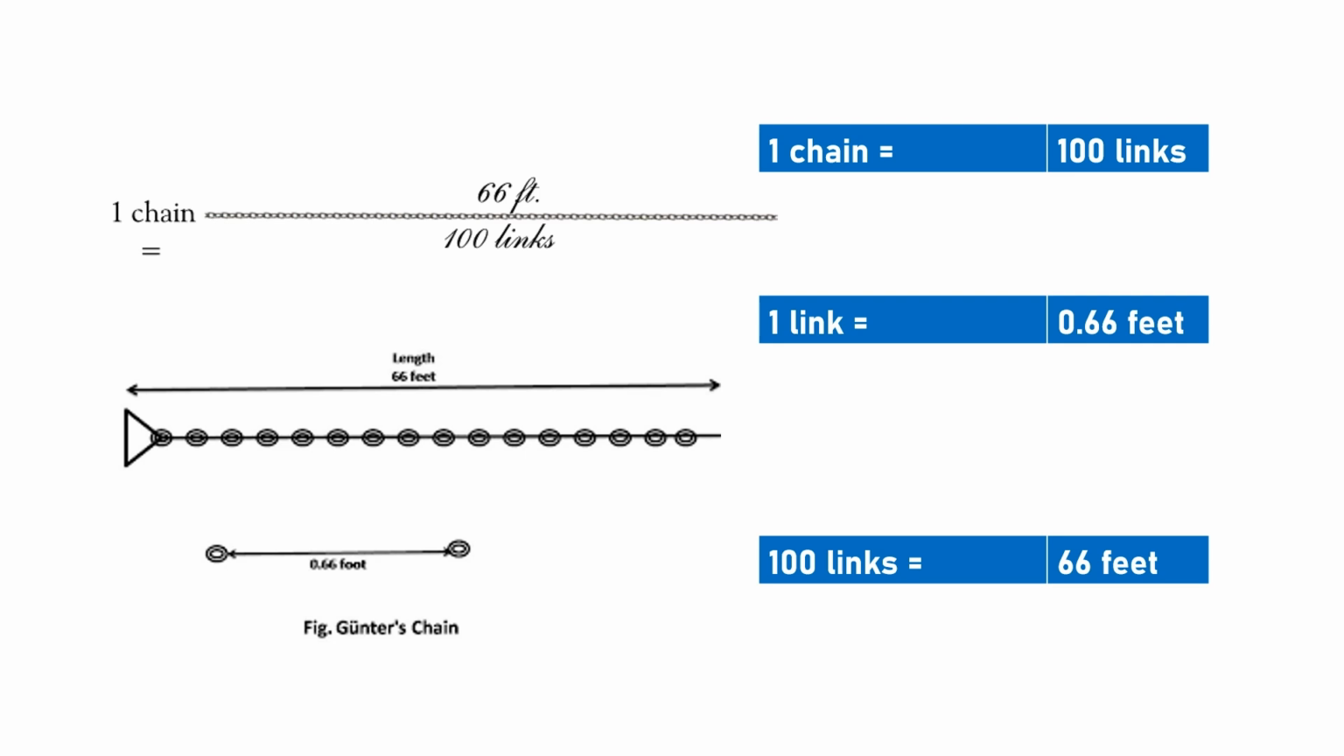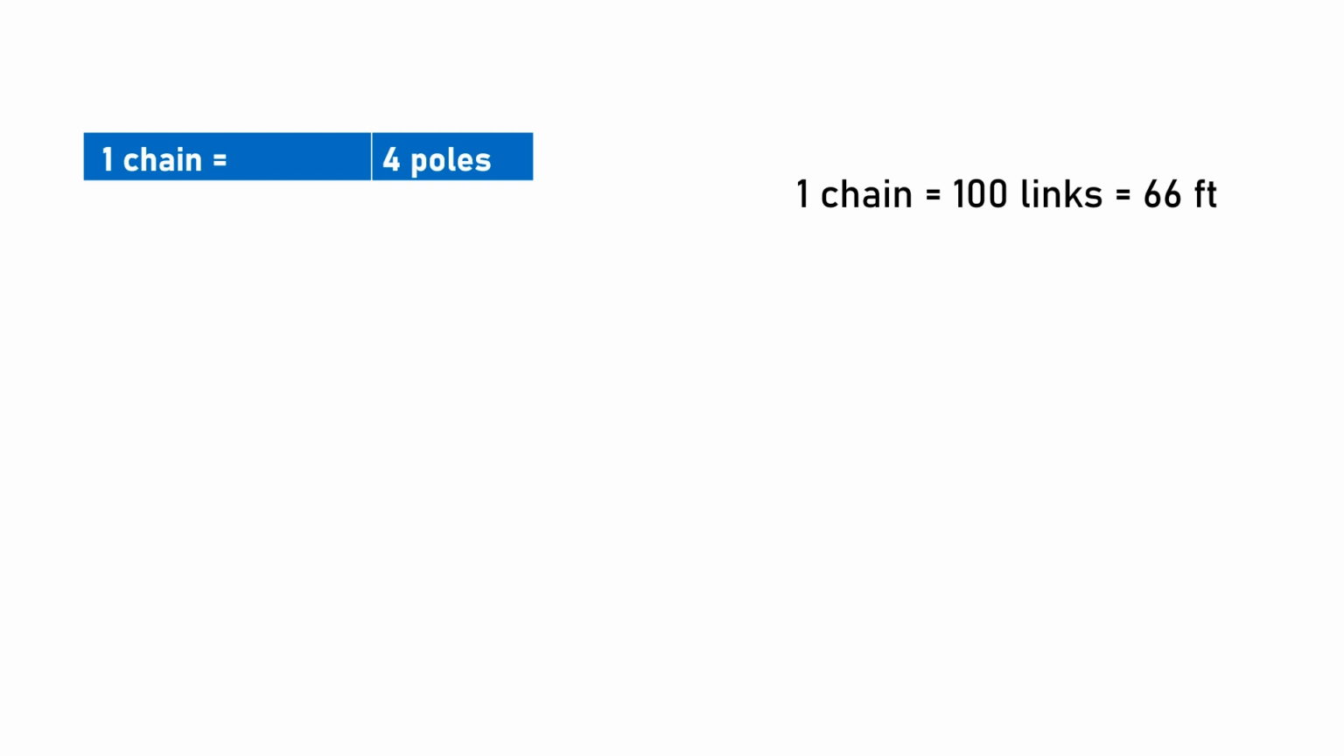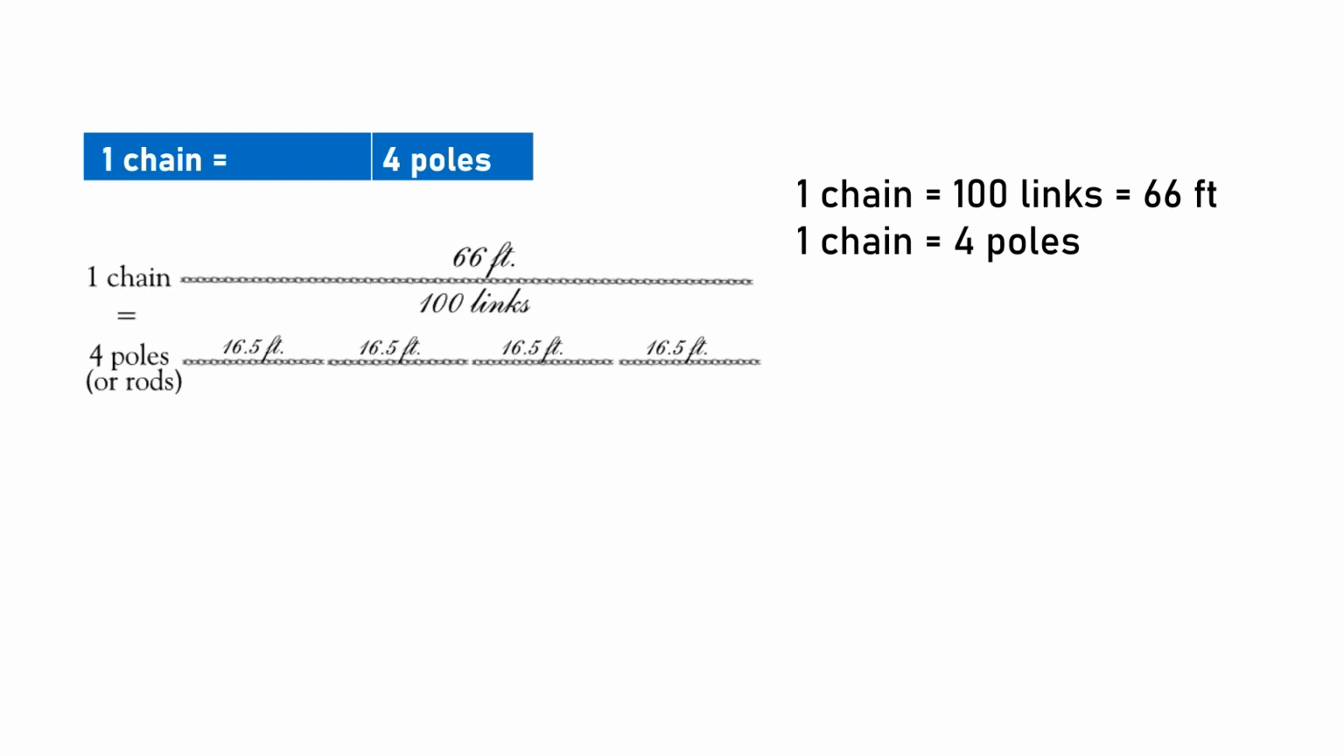Now we can relate the chains to poles and furlongs. One chain equals 4 poles. But we know that one chain equals 100 links equals 66 feet. Then we can relate 4 poles equals 66 feet. So we get 1 pole equals 16.5 feet.